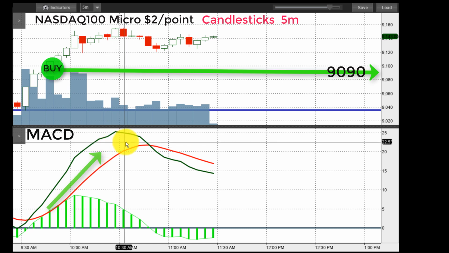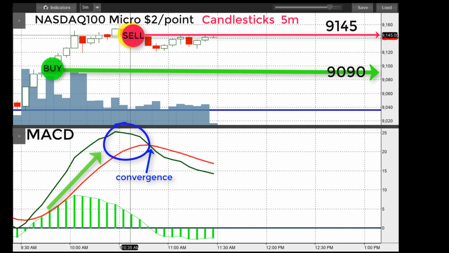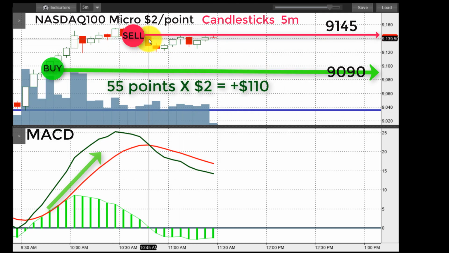And as you can see, the momentum continues up until about 10:25 to 10:35. I can see the green line is topping off, and it looks as though it may converge with a red line. Now I'm up at a price of 91.45. I got in at 90.90. That's a 55 point or $110 profit.